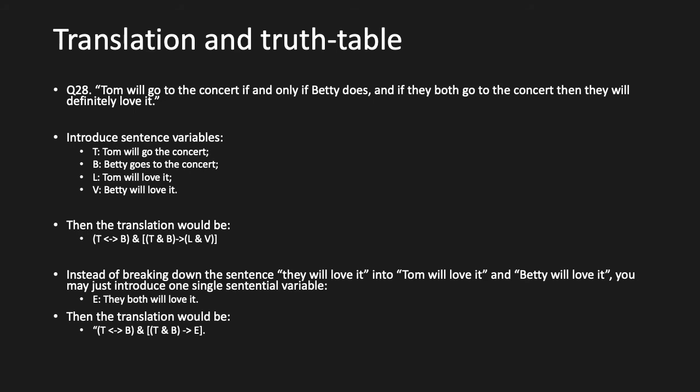E, right? Because in the original translation above, we understood they will love it as a conjunction of Tom will love it and Betty will love it. But here in this new translation below, we just understand they both will love it as a single sentence. So if they both go, then they will love it. So if T and B, then E. So that's the difference. And either way, it's fine.